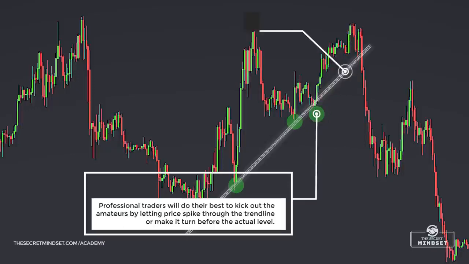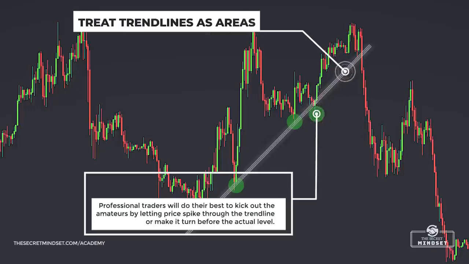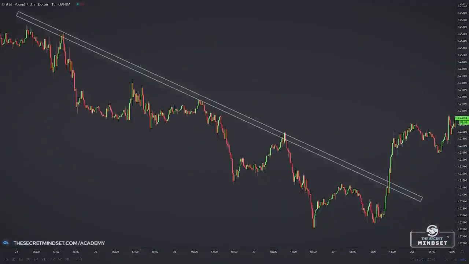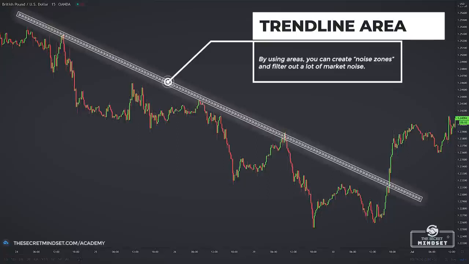To overcome this shortcoming and to improve your trading skills, you need to start using areas instead of just single trend lines. By using areas, you can create noise zones and filter out a lot of market noise. If you use trend lines as zones, then you don't need to worry about drawing trend lines along the exact highs or lows. You draw trend lines of best fit.